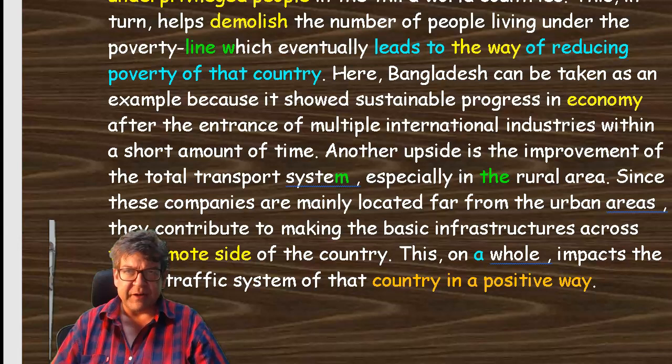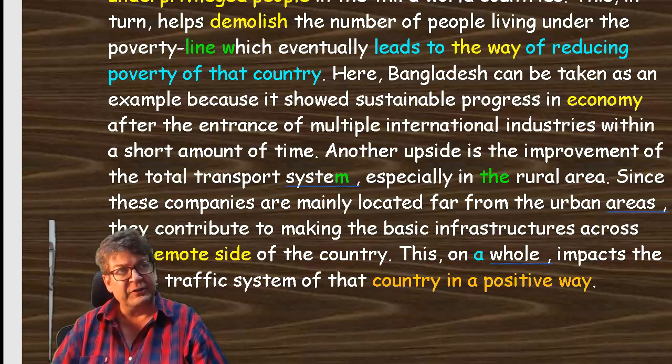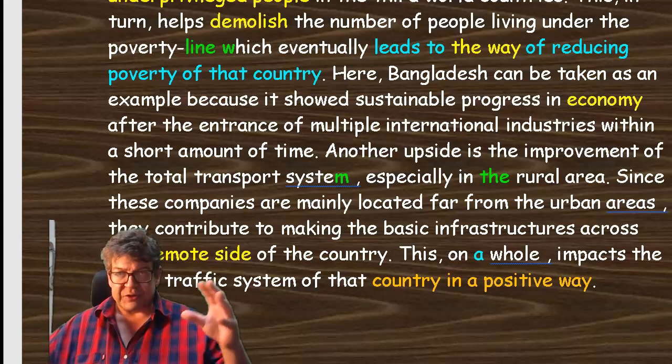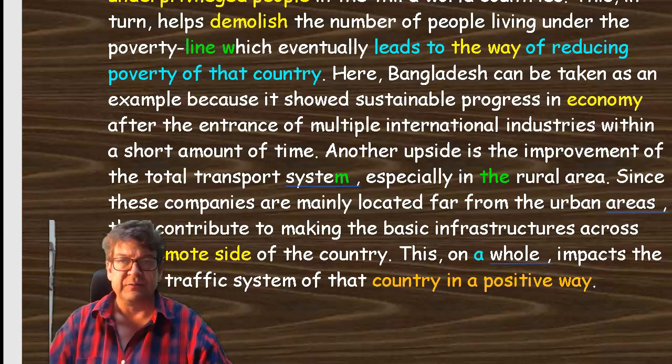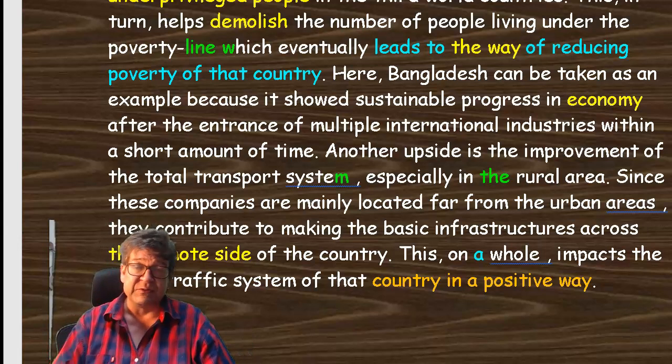Now, it's been more than a sentence since you've mentioned the companies. "Since multinational companies are mainly located." Well, they located themselves in the past. So, as these companies located themselves, or I guess you could say are located, far from the urban areas, comma, again with the space before it, "they contribute to making the basic infrastructures across the remote side of the country." How? What do they do? First of all, infrastructure is a category. And like all categories, like furniture, luggage, equipment, information, these nouns that are categories are uncountable. You cannot have an infrastructure. It's a piece of infrastructure. It's a general noun, so it's uncountable.